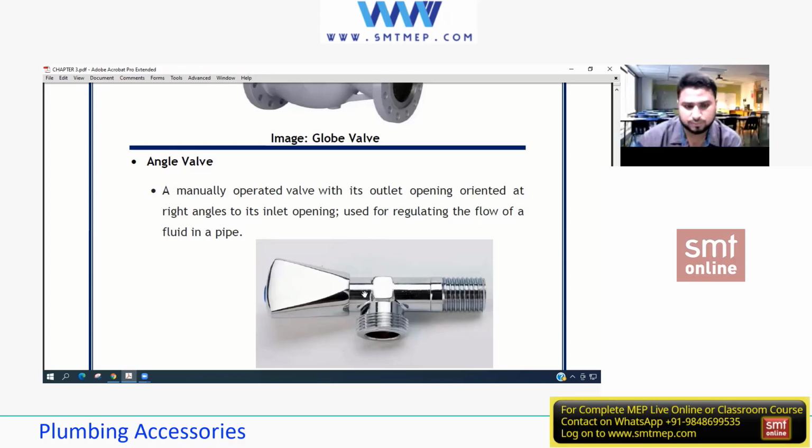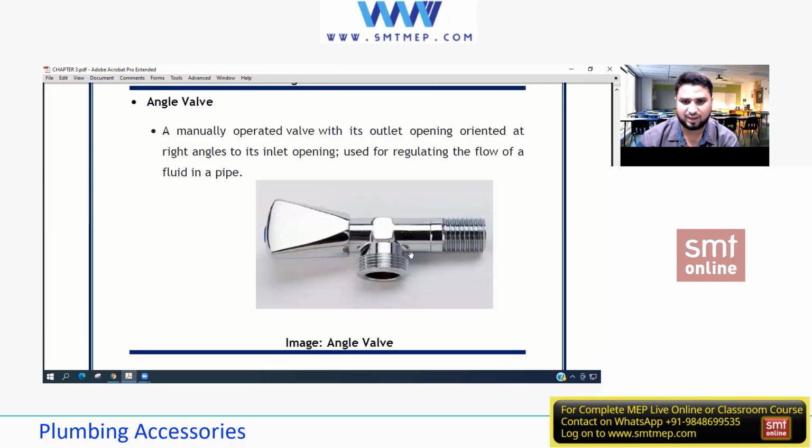So even with Muslim showers, we always use the angle valve. Muslim shower, which is used with the WC, the hand shower, you can see. Yes. Okay. It is a manually operated valve with its outlet opening oriented at right angles to its inlet opening, used to regulate the flow of a fluid in a pipe. As you know, this is a regulation valve, the angle valve.